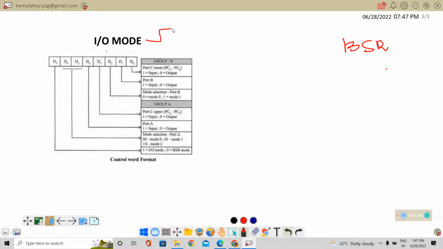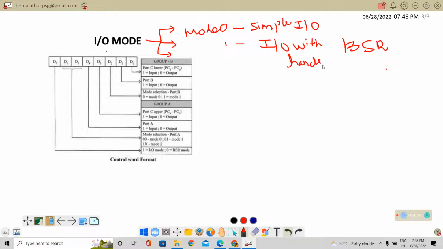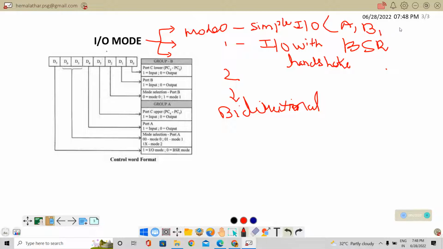This input and output mode is further divided into three types. One is called mode 0, the simple input and output mode. Then we have mode 1, the input and output mode with handshake. And we have mode 2, which is bidirectional data transfer. In mode 0, the simple input and output mode, all three ports, that is port A, B and C, can act as input and output ports.